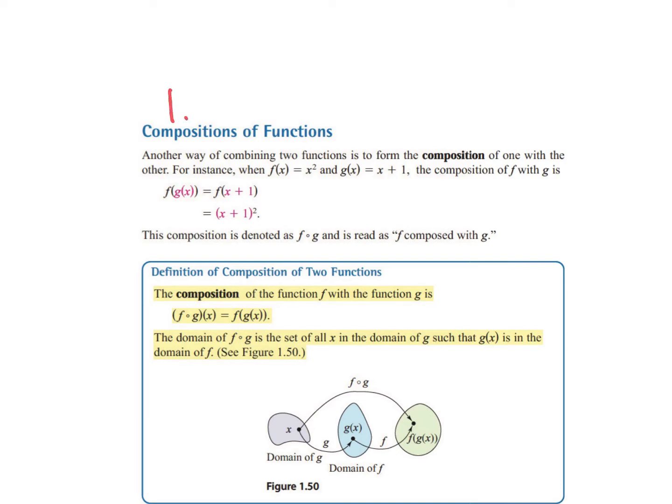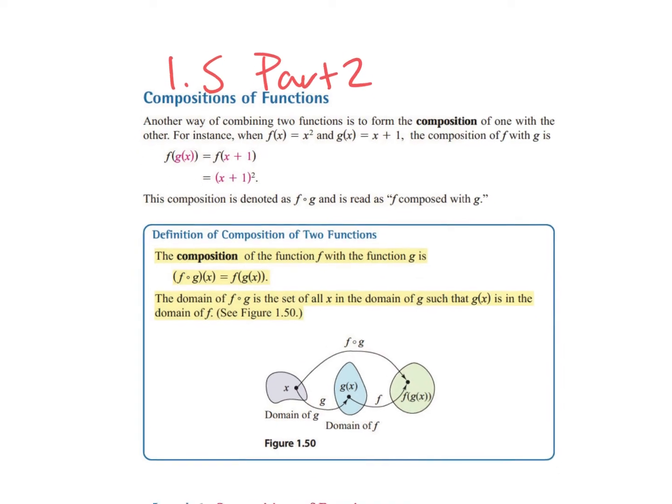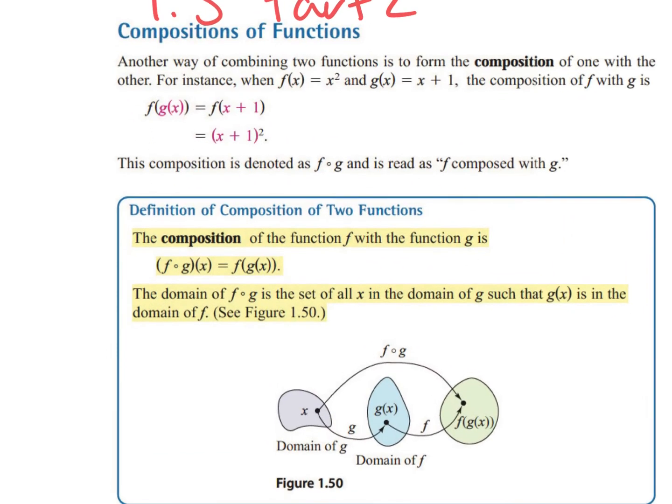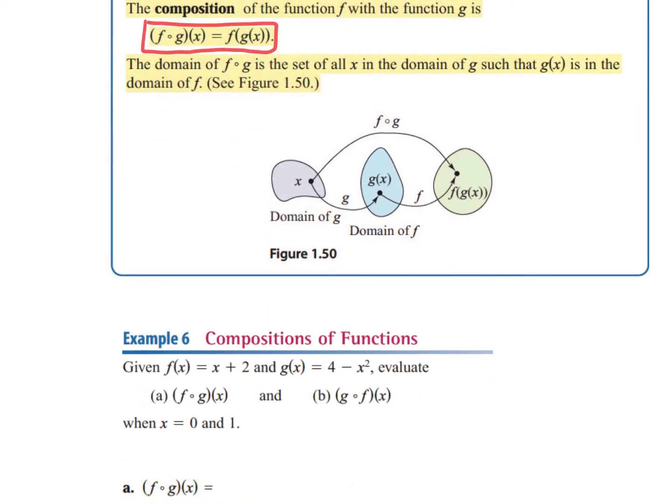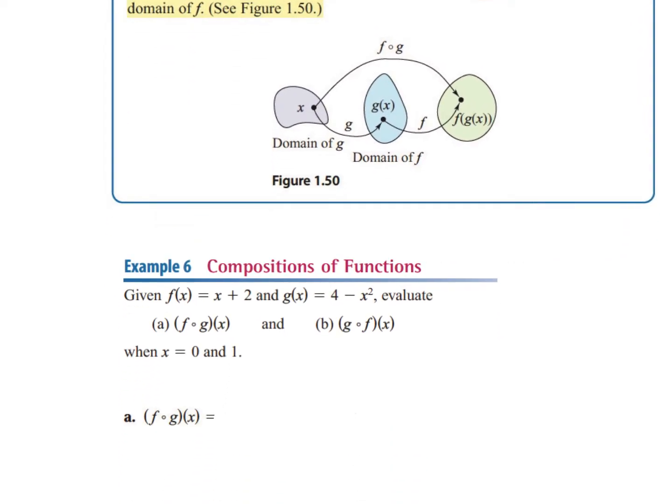So this is 1.5 part 2. So a composition function can be written either one of these ways. So these mean the same thing. So this is not f times g, this is f of g of x. Or it can be written this way where it's f of g of x, where g is on the inside. So when we have a composition function, we start from the inside and go out.